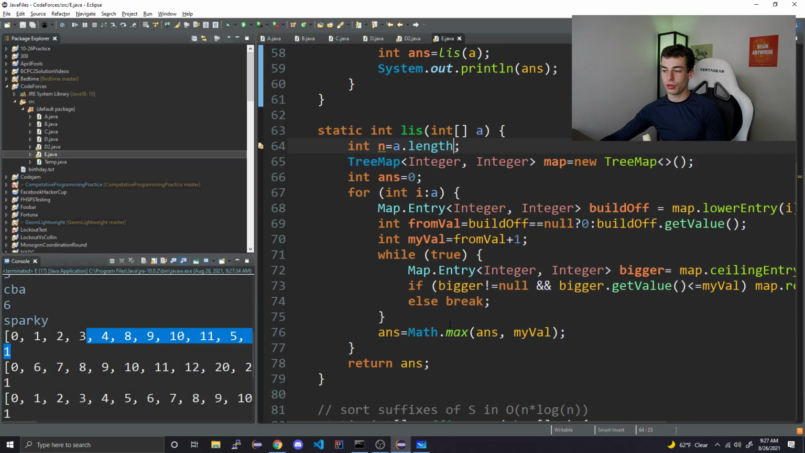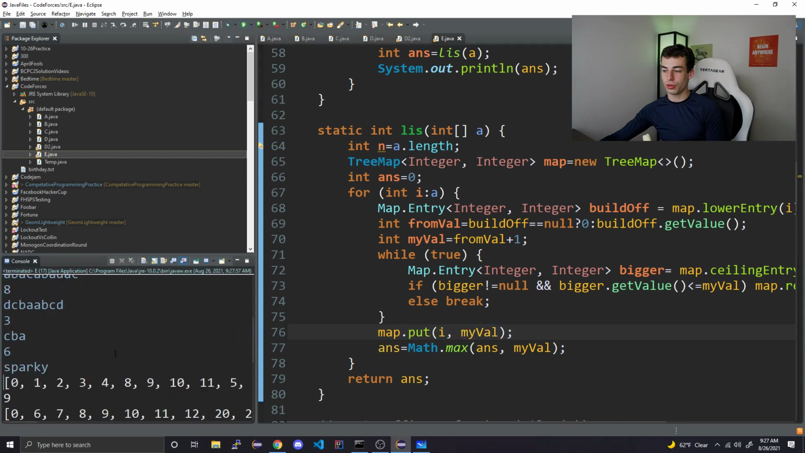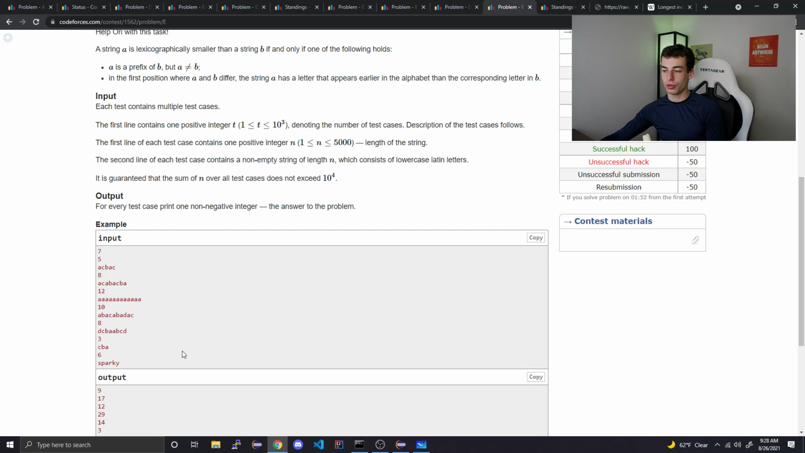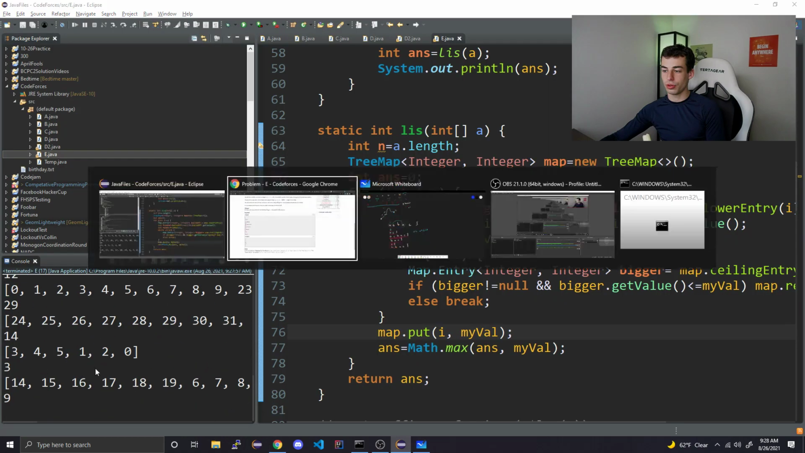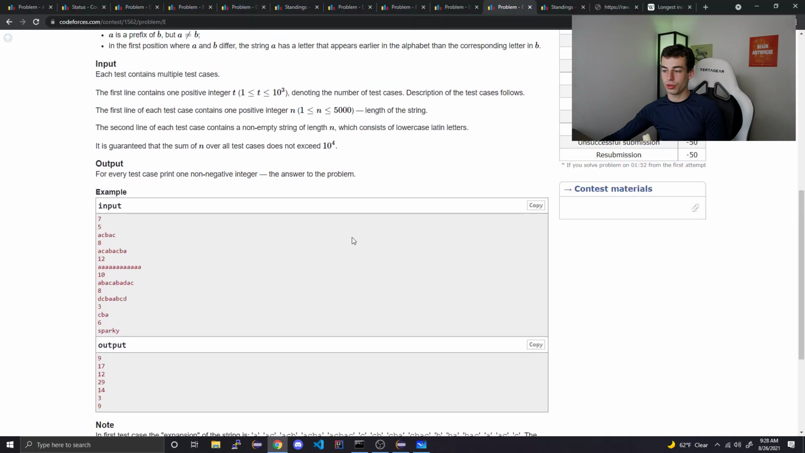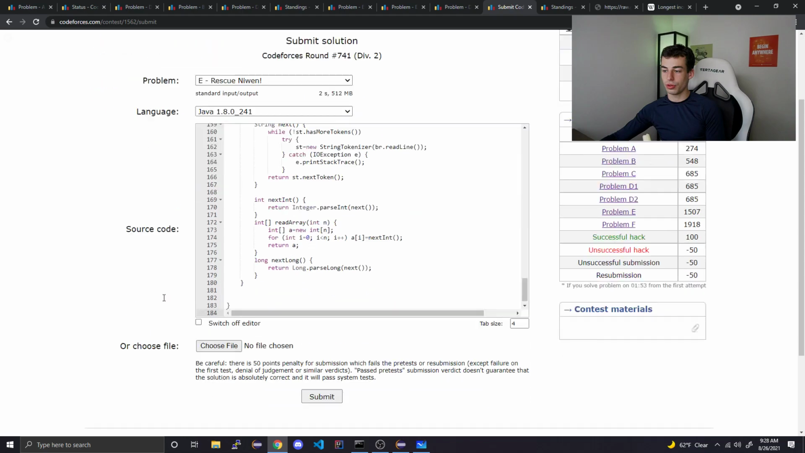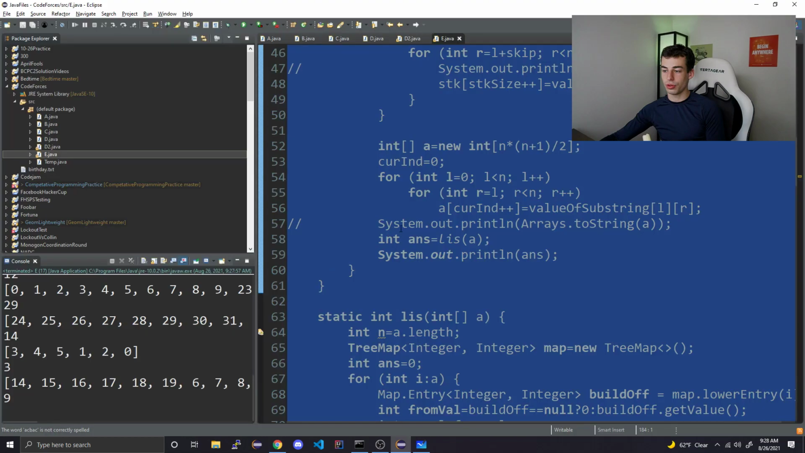No. All right. Oh, we never put it. So we need to build off it, map dot put I, my val. 9, 17, 12, 29, 14, 39. Okay. How many test cases do we have? And the third. Let's try submitting. It'll fail, but we'll give it a shot.